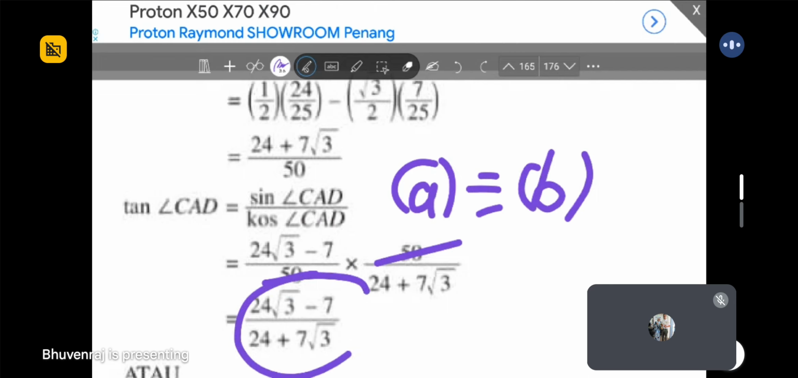This one can be cancelled. So your final answer, you can leave like this. Okay, can leave it like this. Alright. Okay, so this is the concept, how you find the tangent CAD.